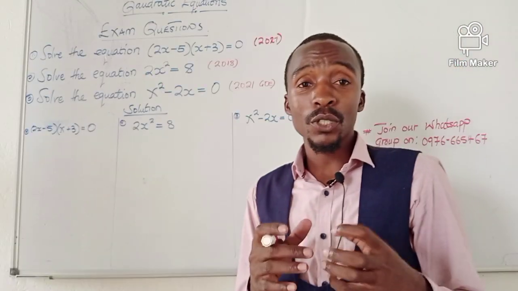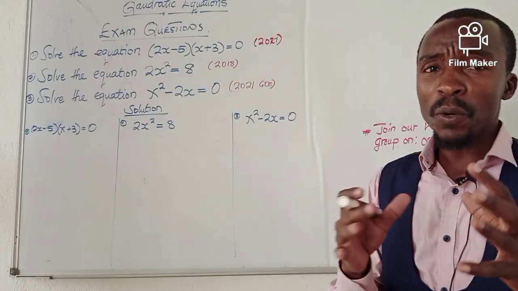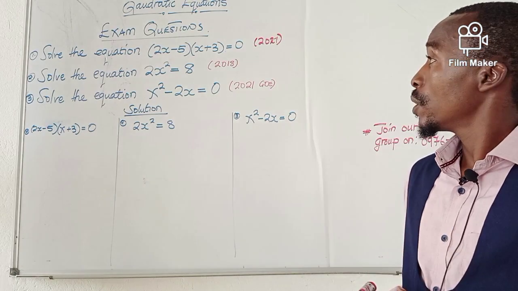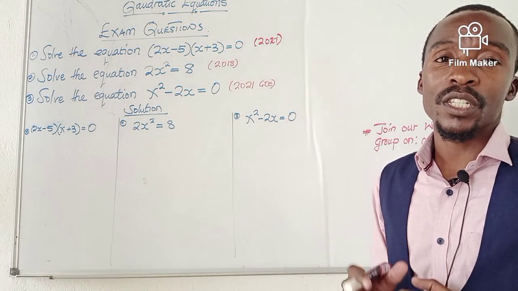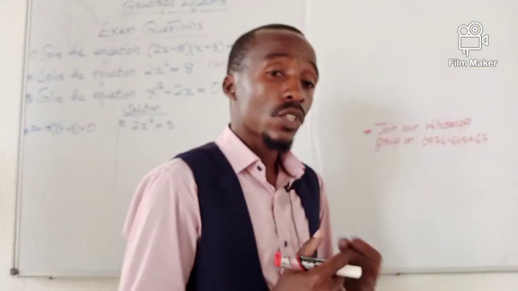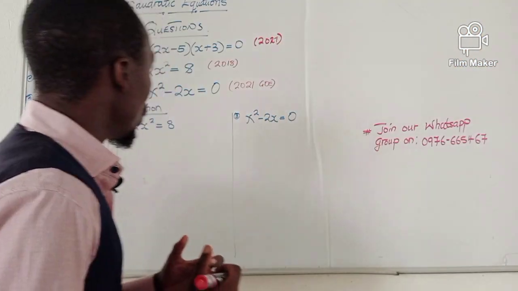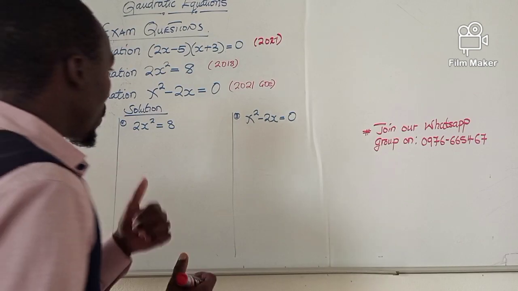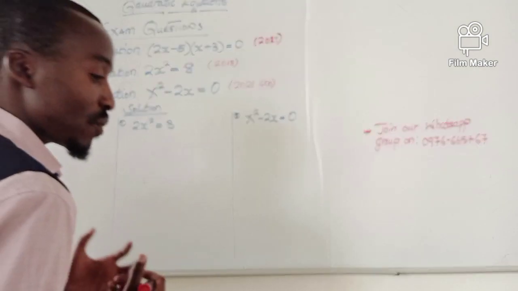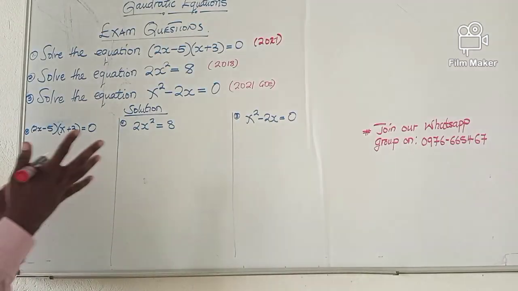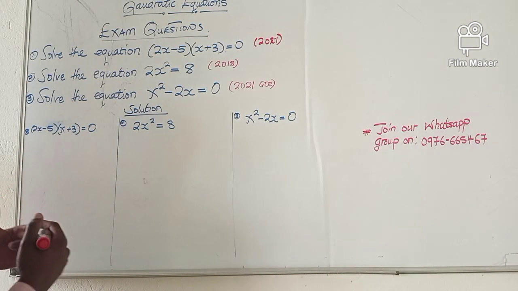So today we're just going to revise some exam questions. We look at questions from the topic on quadratic equations and see how we can solve these questions. This always comes in paper 1 and it's always compulsory. You don't have to choose, you just have to answer these questions. So let us see how we can solve these questions.